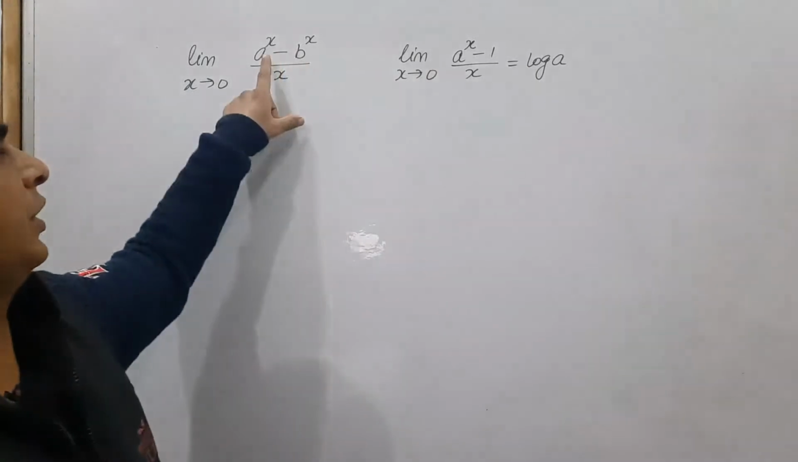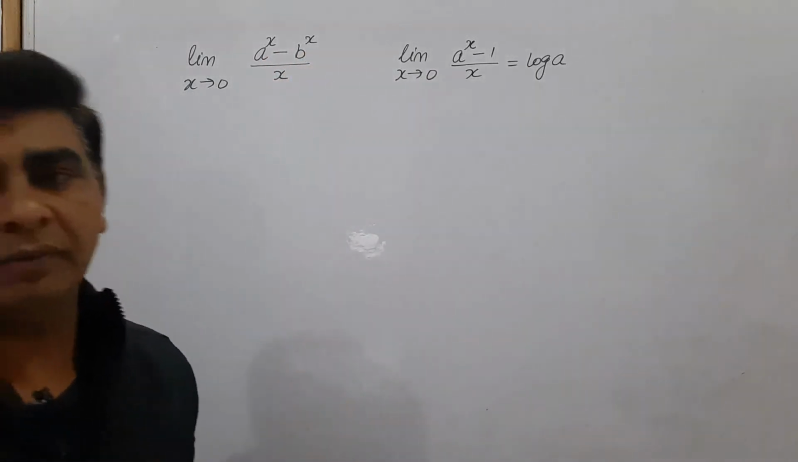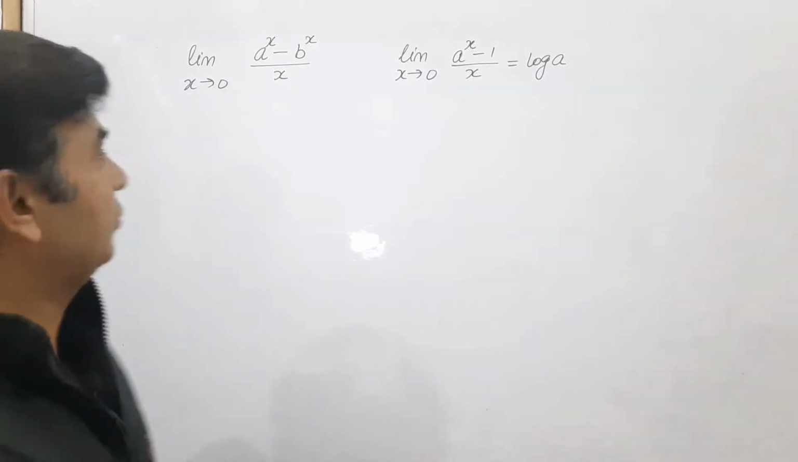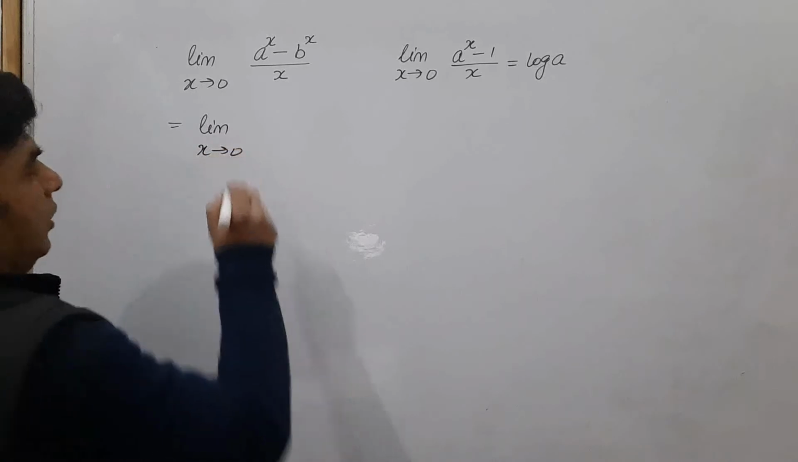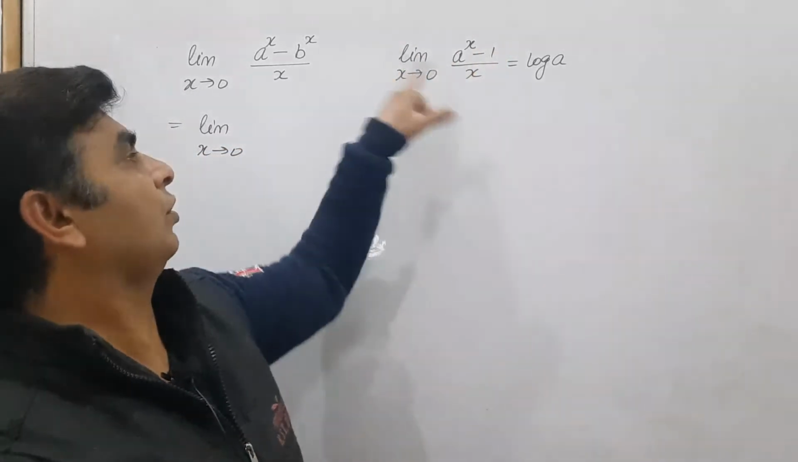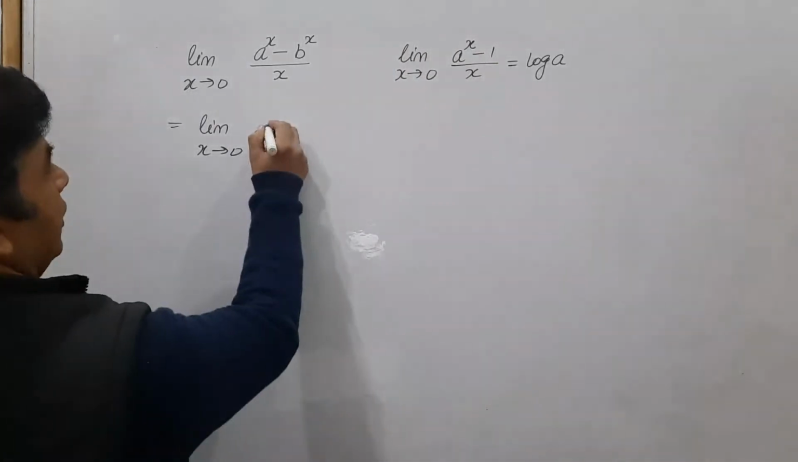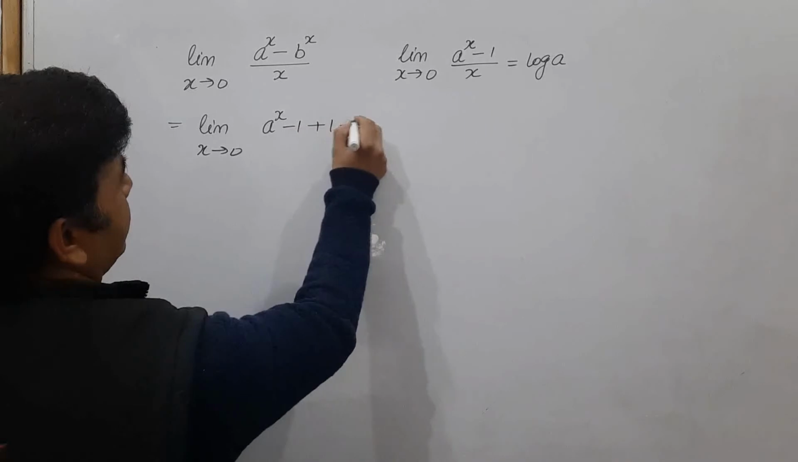But here, children, look: a to the power x, along with minus b to the power x is also there, and 1 we do not have at all. So what can we do? What will we do actually? This is your limit x tends to 0. We require this 1. We must have this 1 in your given formula. So let me add and subtract 1 like this.